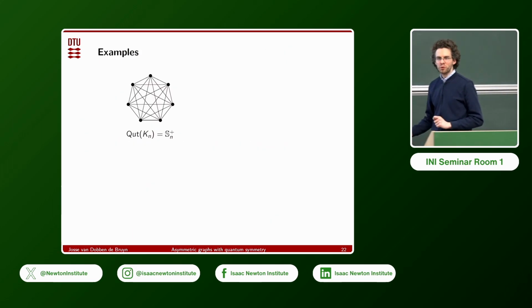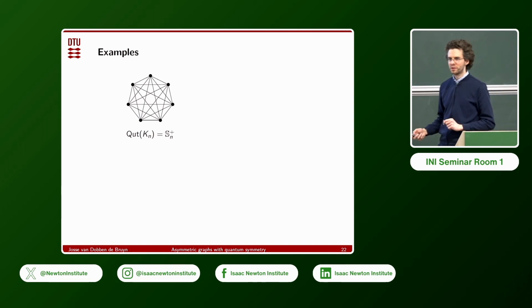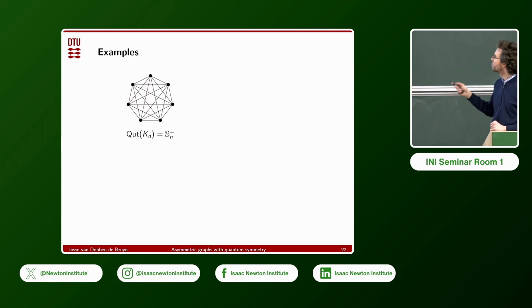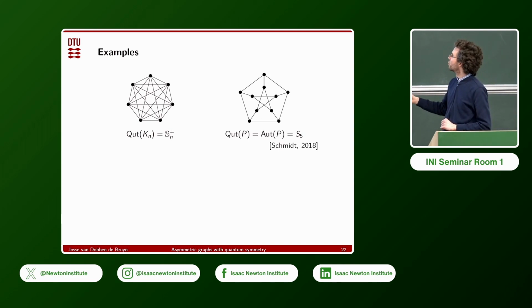So here are some examples of colored graphs with their quantum automorphism group. If all vertices have the same color, and we take, say, the complete graph, then the quantum automorphism group is just going to be the quantum symmetric group S_n^+. A non-trivial graph for which we now know the quantum automorphism group, thanks to a result by Schmidt, is the Petersen graph, where actually the quantum automorphism group is just the classical automorphism group.